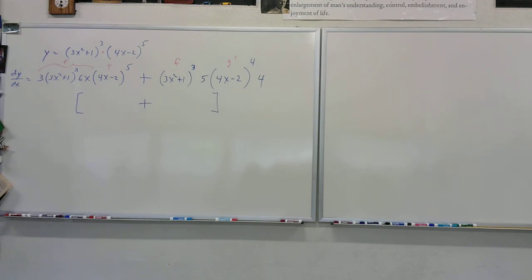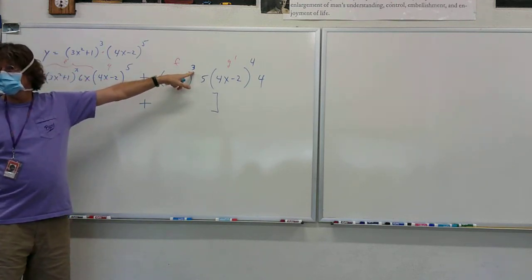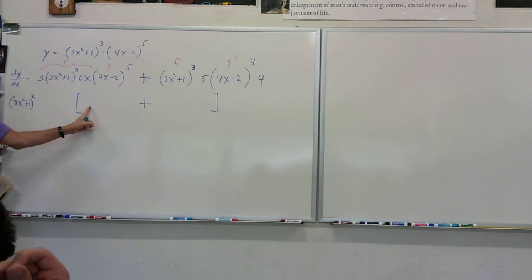Now, see this 3x squared, don't worry about the 3, the 6x. Let's get the big parts out first. See that 3x squared plus 1 squared? See that 3x squared plus 1 cubed? We're going to factor out 3x squared plus 1, and we always factor it out to the lowest power, which is a what? Squared. That way, that one factors out and just leaves a 1, which I'm not writing down.